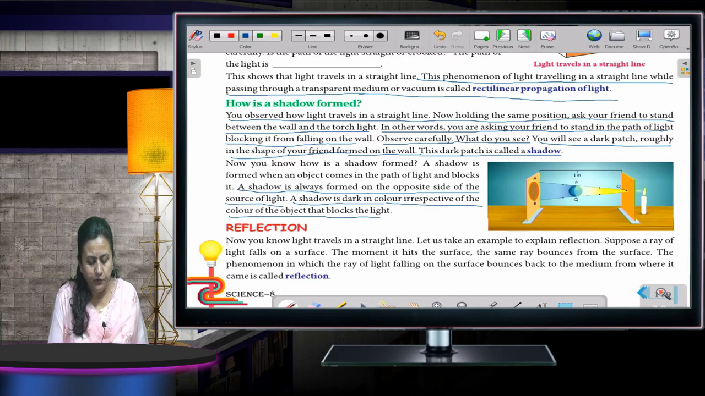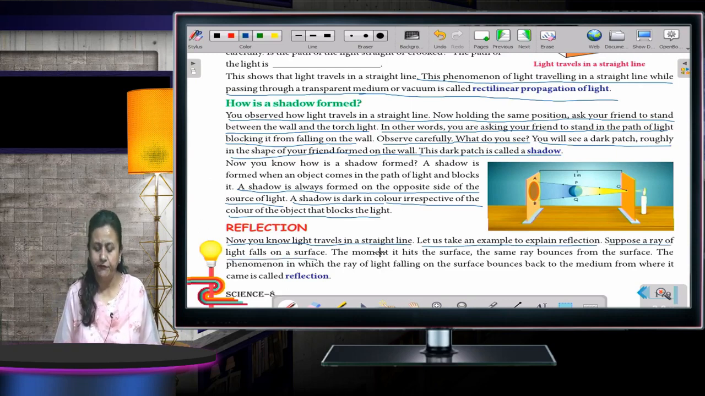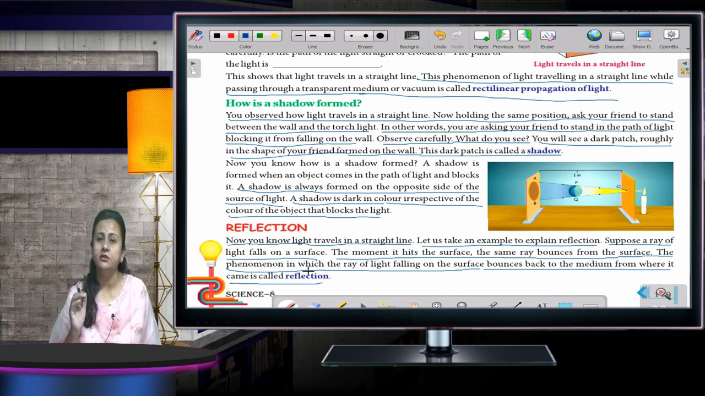Now you know that light travels in a straight line. Let us take an example to explain reflection. What is reflection? Suppose a ray of light falls on a surface. The moment it hits the surface and the same ray bounces from the surface, the phenomenon in which the ray of light falling on the surface bounces back to the medium from where it came is called reflection. Reflection means bouncing back.